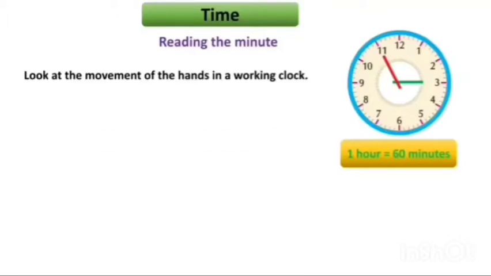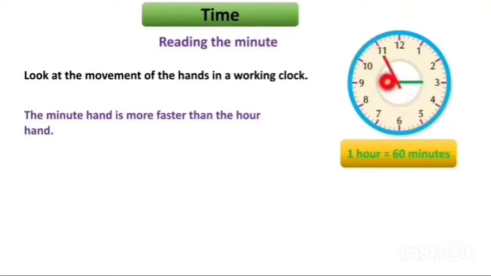Reading the minute. Look at the movement of the hands in a working clock. The minute hand is much faster than the hour hand.